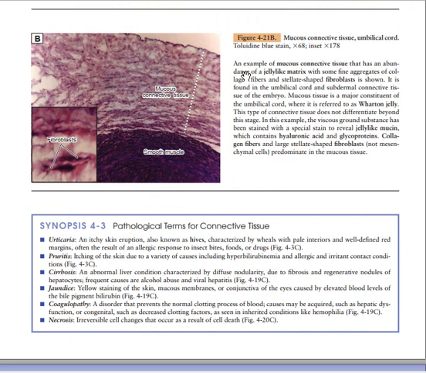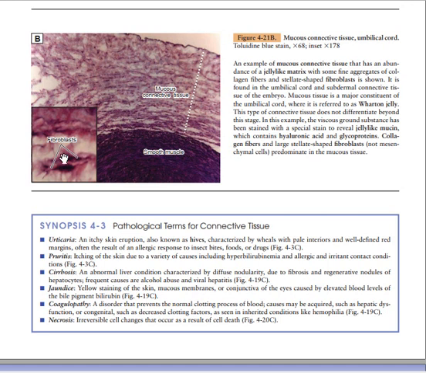The next one is the mucous connective tissue. Mucous connective tissue is the one found in the Wharton's jelly of the umbilical cord. It has an abundant jelly-like matrix. You have fine aggregates of collagen, so here you can see collagen fibers.